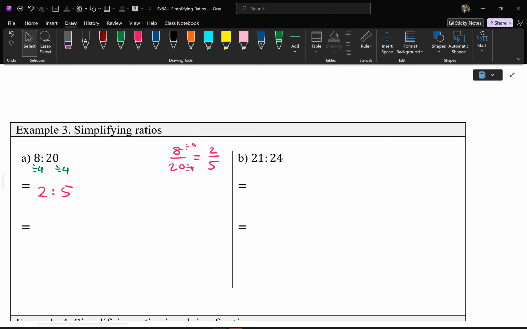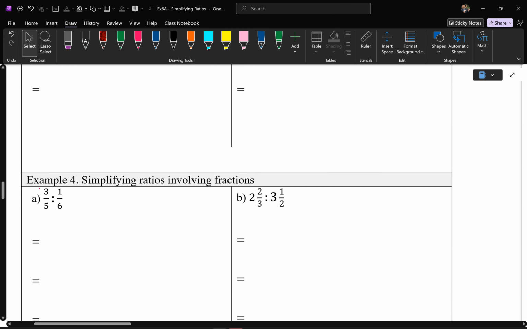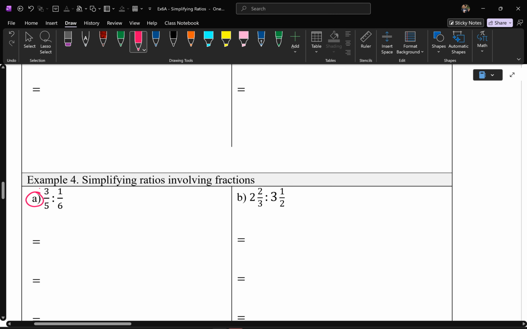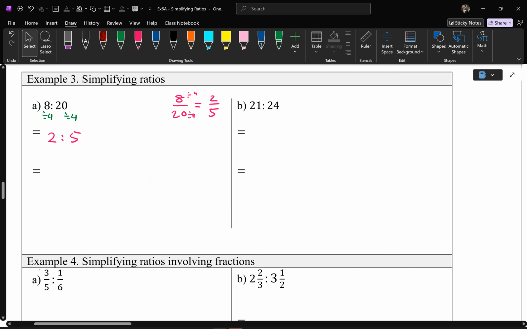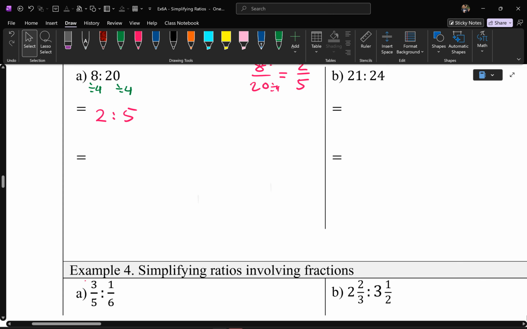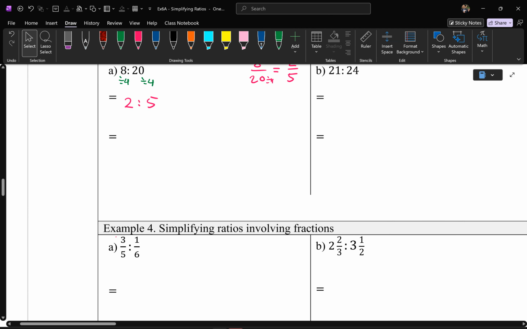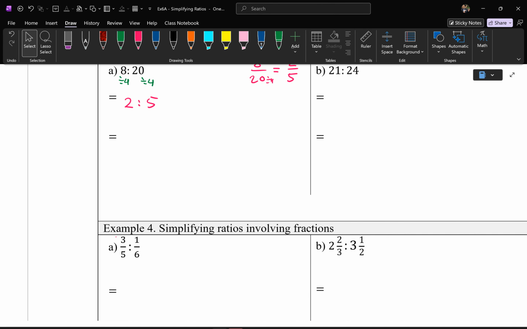It's the same skills. But the one that I find students struggle with is the next one. So let's do 4A. Students know how to do it when it's 8 to 20, but they will find it tricky when I give them a fraction to a fraction. Okay, so ratios with fractions. How do we approach this, Fraser? You would multiply 5 times 6, and then multiply 3 by 6, and then multiply 6 by 5, and 5 by 1. All right, very good.